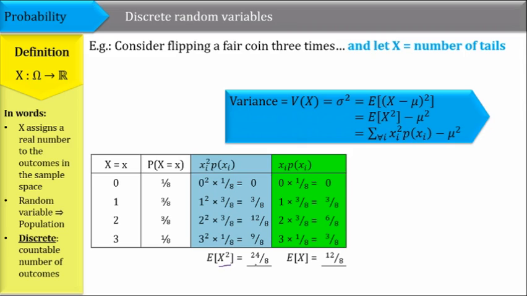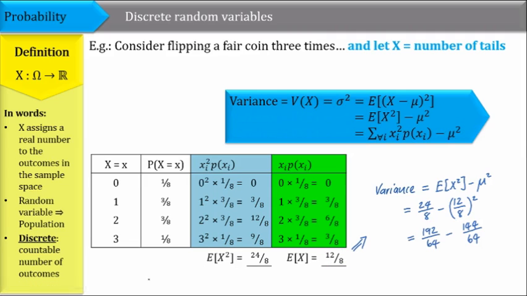So this is my expected value of x squared, 24 over 8. Now what this says is that we need to take the 24 over 8, then we need to subtract the mean squared, and that will give us our variance. So the variance will be the 24 over 8 minus 12 over 8 squared. Okay, this 12 over 8 is the mean that we are squaring. And this will give us a common denominator of 64, so 192 minus 144, if my calculation is correct. That will give us 48 over 64, in other words, 3 over 4.